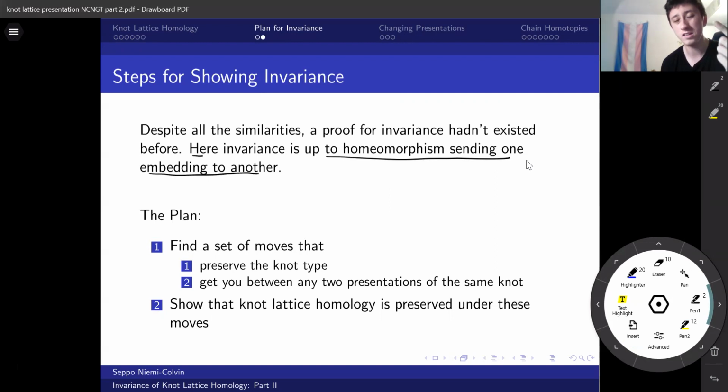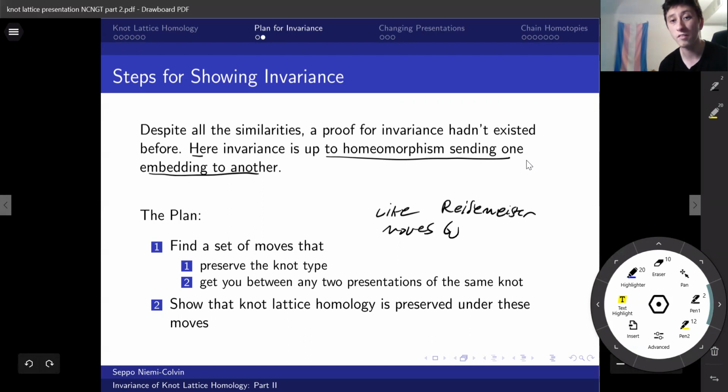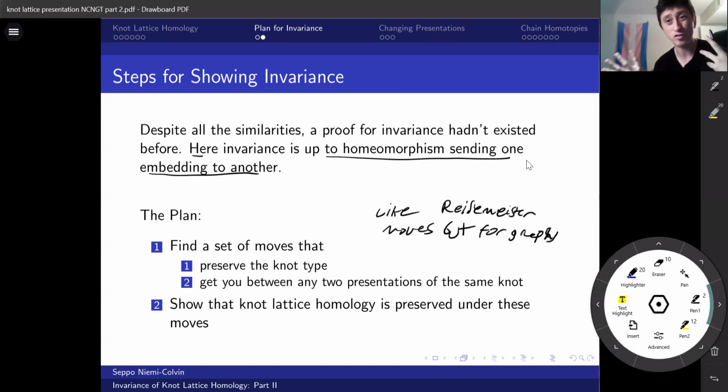And to show this sort of invariance, we will first find a set of moves that preserve the knot type and get you between any two presentations of the same knot. These are like the Reidemeister moves, but for graphs. So the Reidemeister moves are moves that you can do to get between any two projections of the same knot, and therefore useful for showing invariance of things that are defined based on knot projections. We're going to need to have a similar set of things because our invariant is based not on a projection, but on a graph.